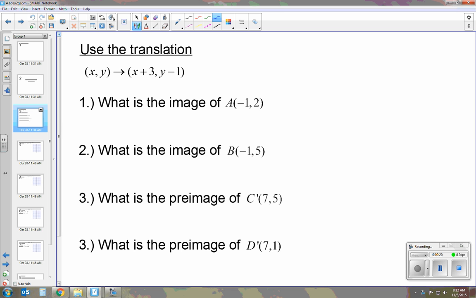Well, let's talk about the difference between an image and a pre-image. The pre-image is what we start with, and the image is what we end up with. So we start with pre-image and we end up with image.